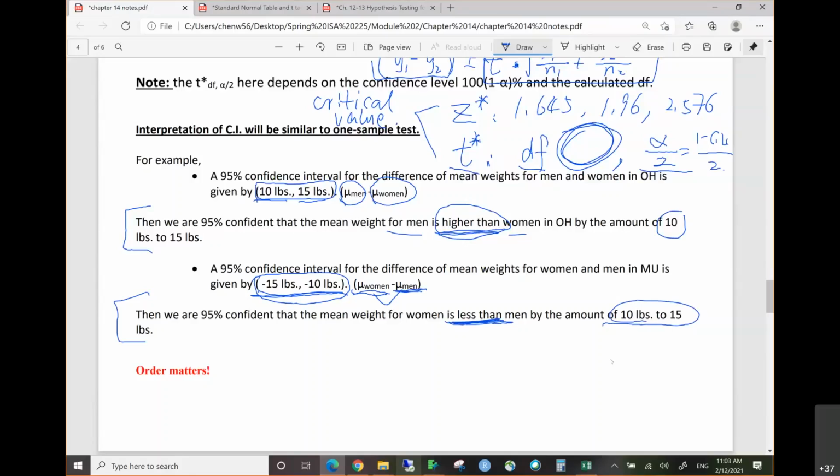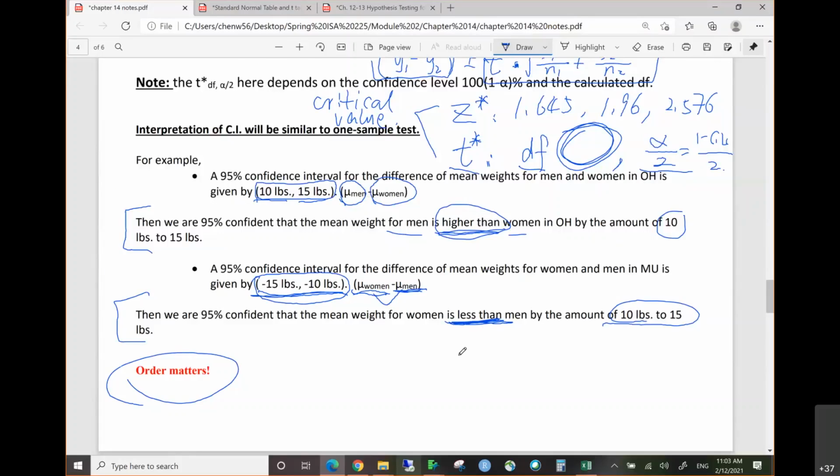Right, so that means what? That means the order matters. When you make the difference, make sure you know the order of your difference. Mu of men minus mu of women is different from mu of women minus mu of men. All right.